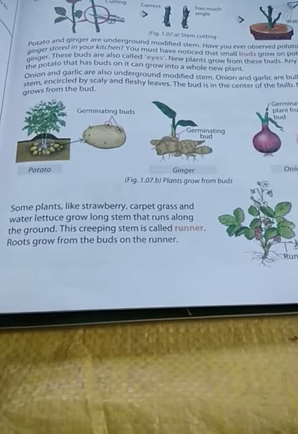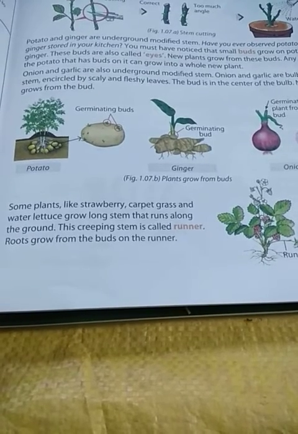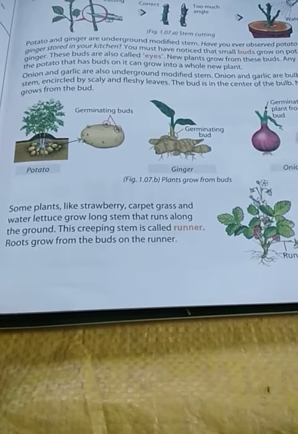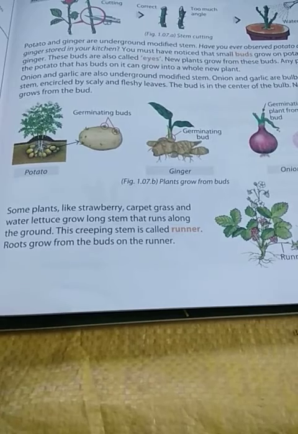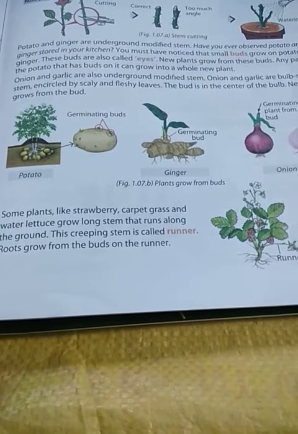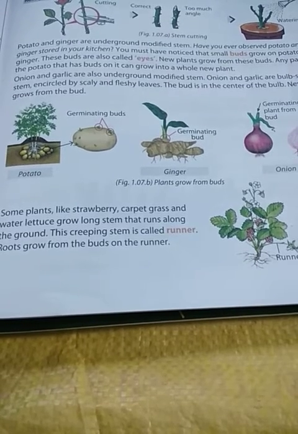Onion and garlic are also underground modified stems. Onion and garlic are bulb-shaped stems encircled by scaly and fleshy leaves. The bud is in the center of the bulb. A new plant grows from the bud.